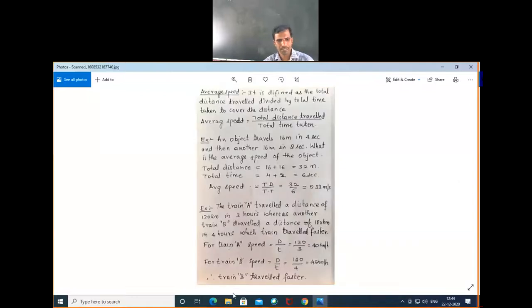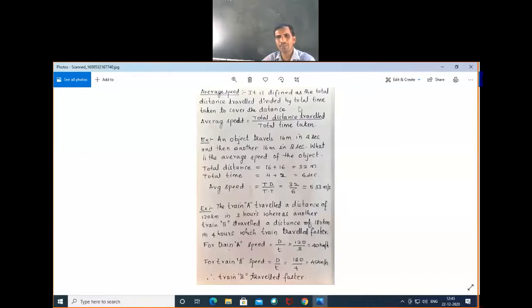Average speed. So what is average speed? It is defined as total distance traveled divided by total time taken. So average speed can be calculated by this formula. Understood? So write this formula also. The average speed is equal to total distance traveled divided by total time taken. Write this down.